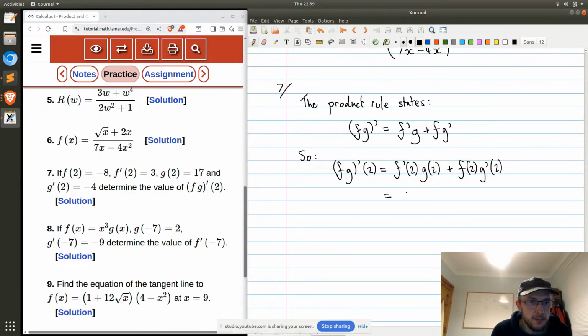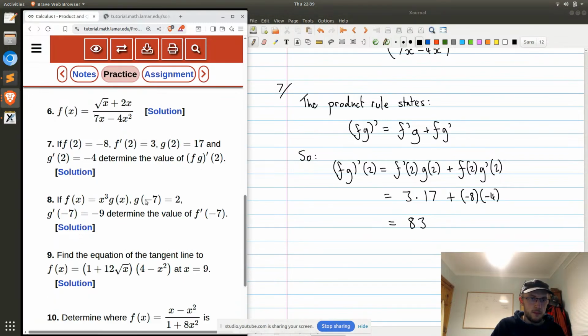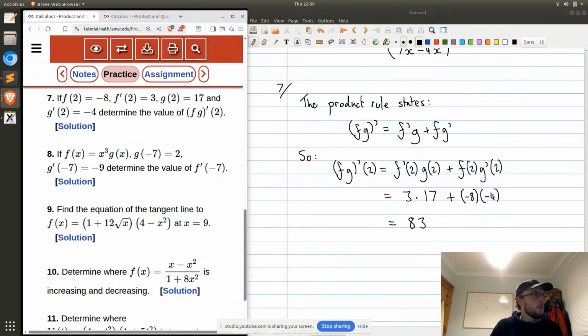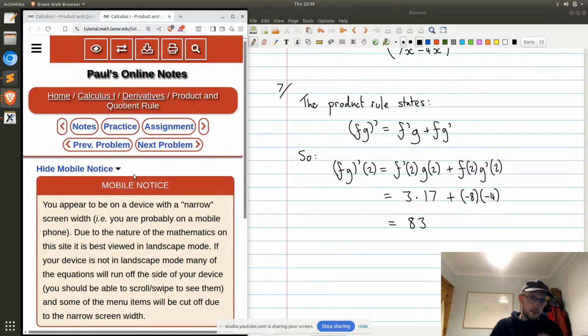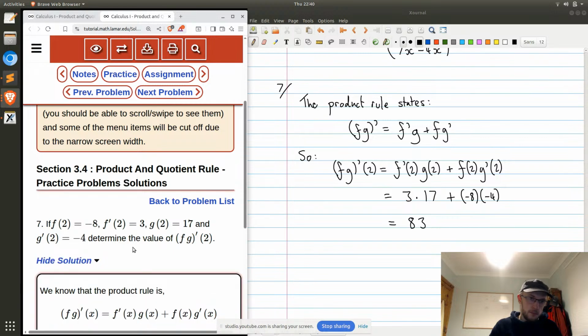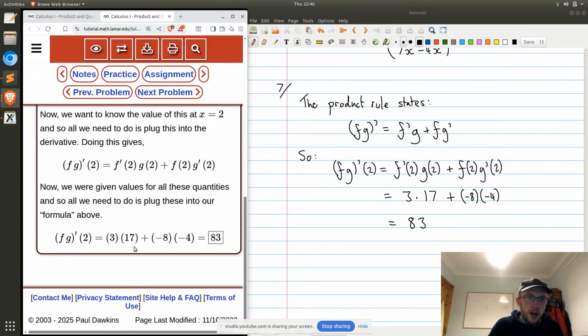Which is 3 times 17 plus negative 8 times negative 4. And so that would be 51 and 32, which is 83. And that's right.